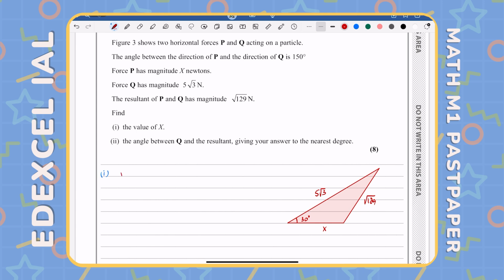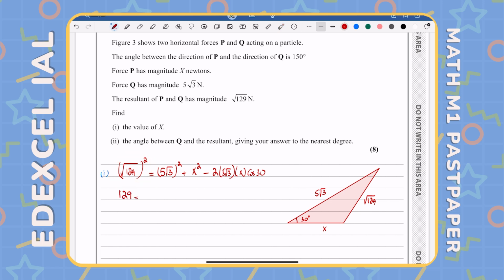How? Here's how. The square root of 129 squared is equal to 5 root 3 squared plus x squared minus 2 into 5 root 3 into x into cos 30. Imagine that you had to figure out this side. So a squared is equal to b squared plus c squared minus 2bc cos A, where A is the angle opposite to the side that you have right before the equals sign.